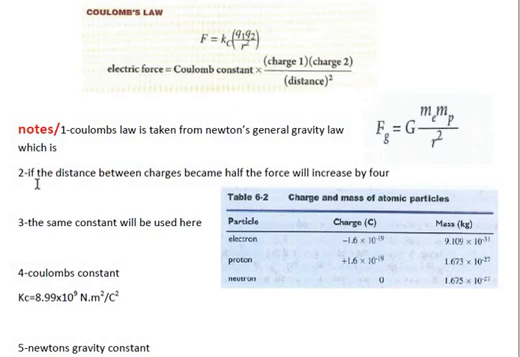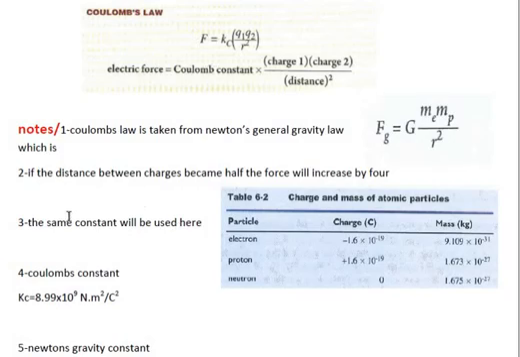The second note says if the distance between charges becomes half, the force will increase by 4. What does that mean? We said this rule is called the inverse square law. Distance is inversely proportional to force. So if distance decreases by half, force will increase by 4.